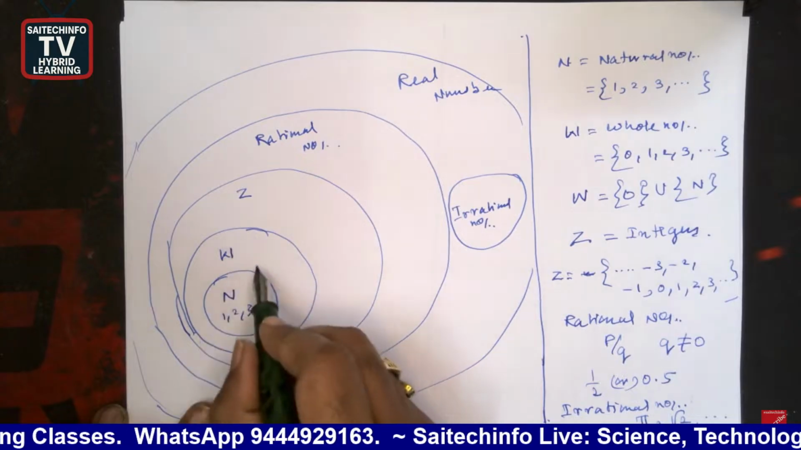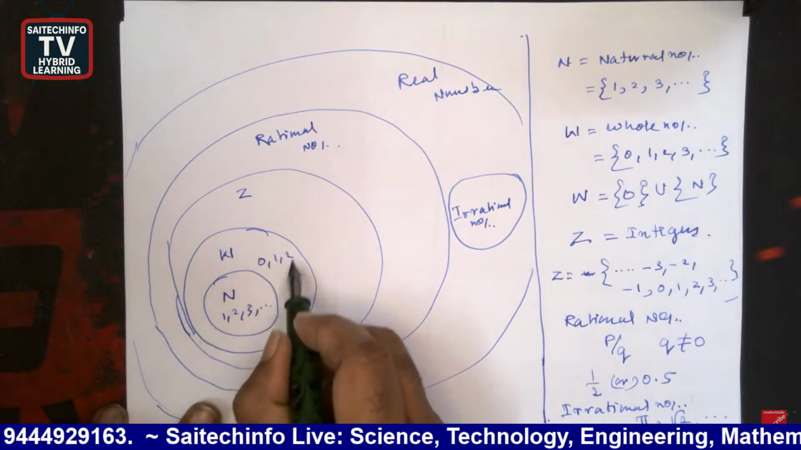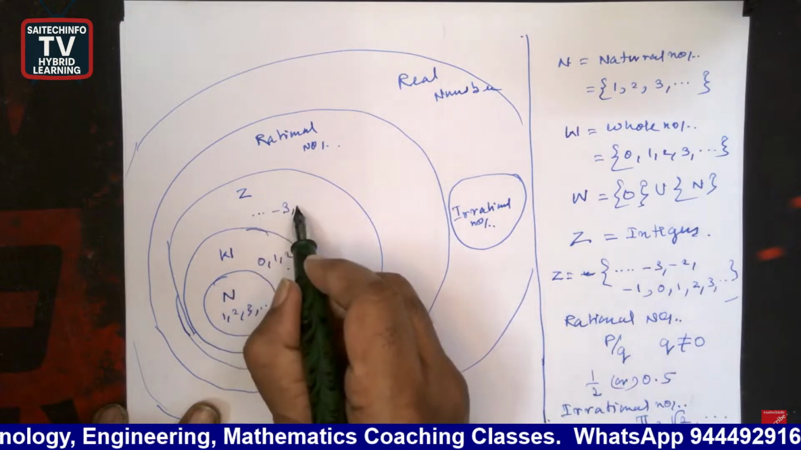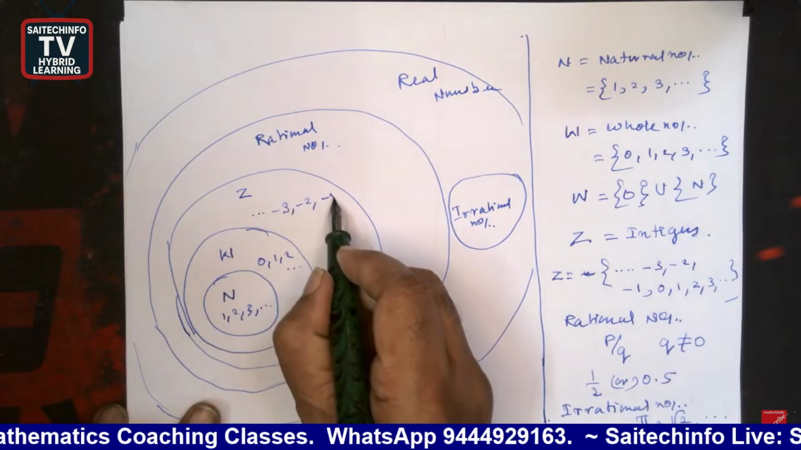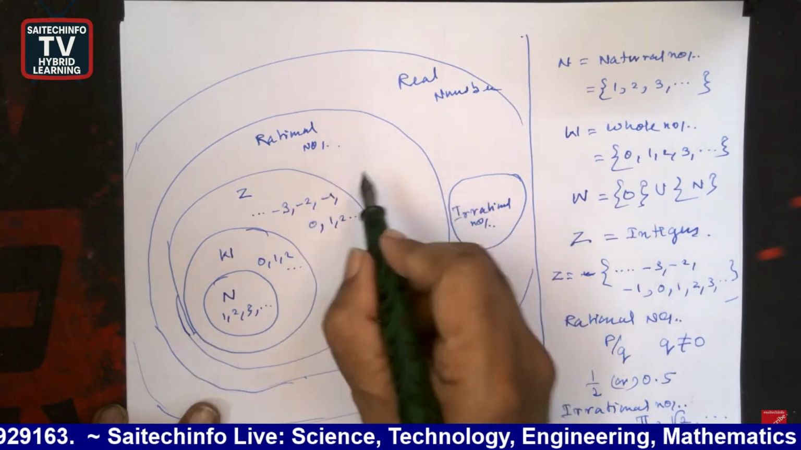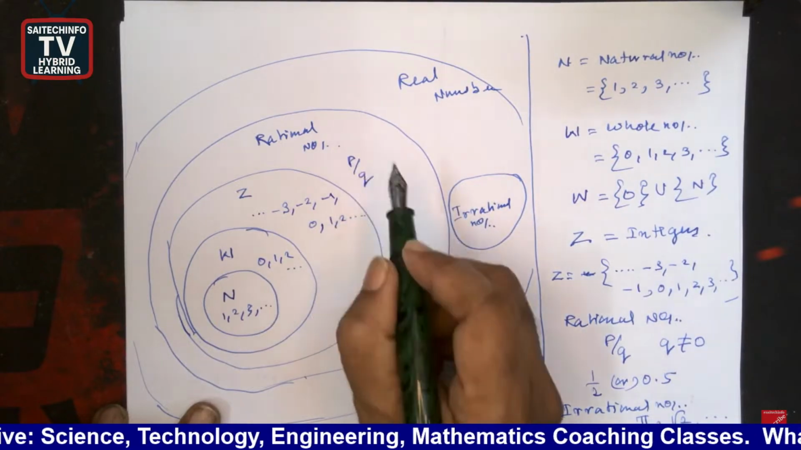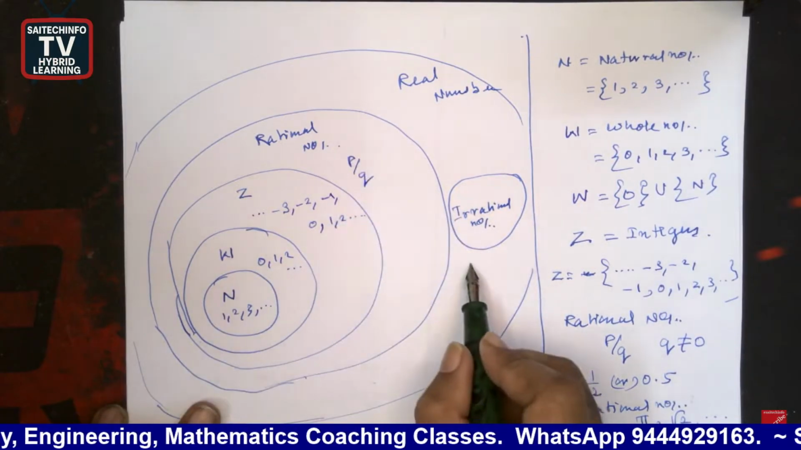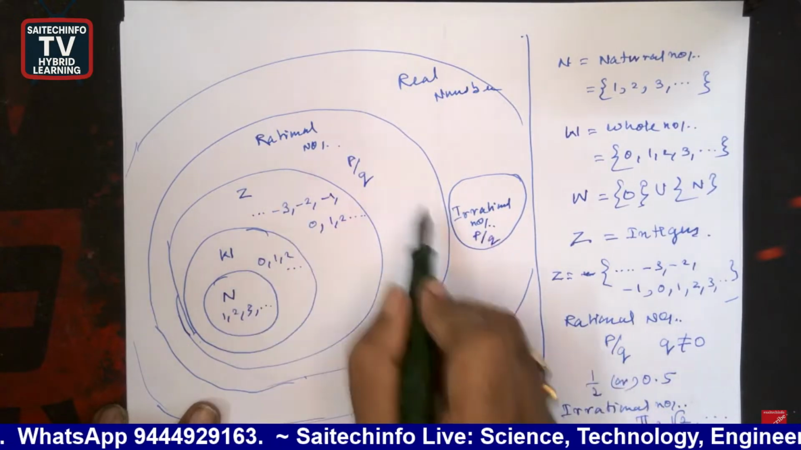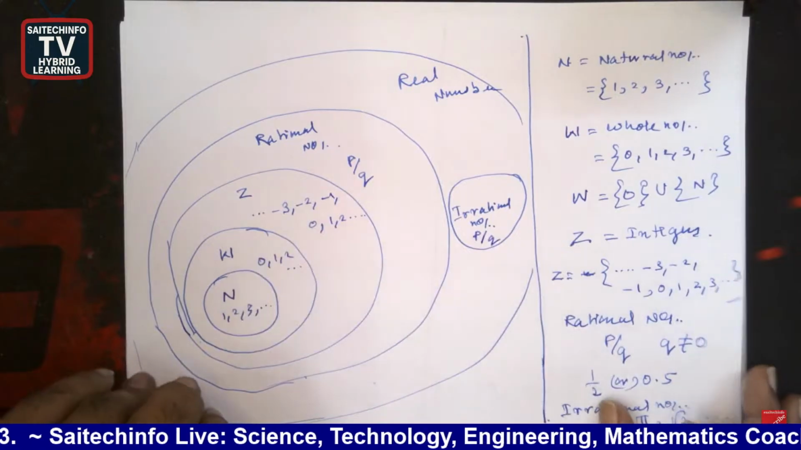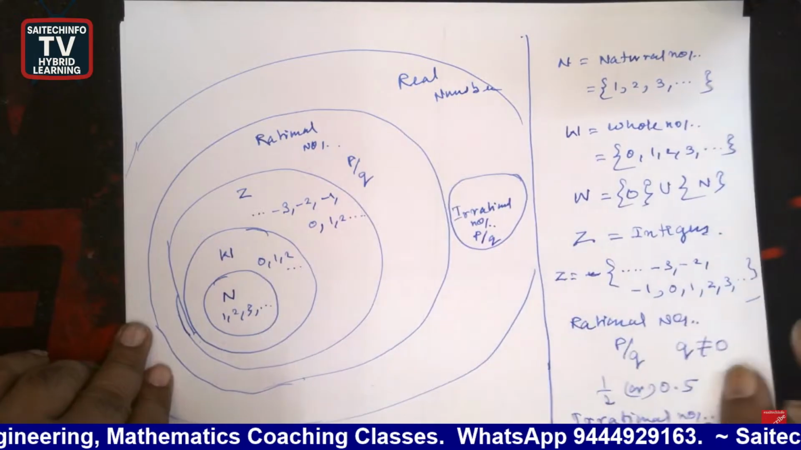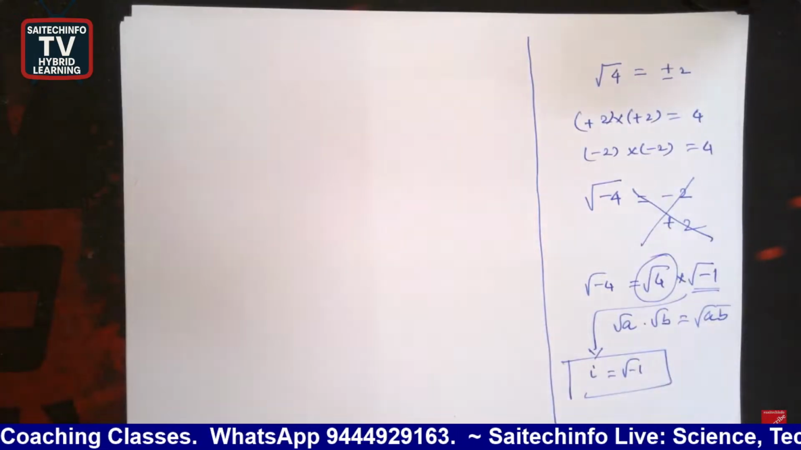What is a whole number? 0, 1, 2, 3, etc. What is integer? Minus 3, minus 1, 0, 1, 2, etc. And what about rational number? This can be represented by P by Q form. But this is also represented as P by Q. But what makes the difference, that we will discuss now. Take down. So are you able to understand this system? This is called number system. Okay, right. Now let us proceed.